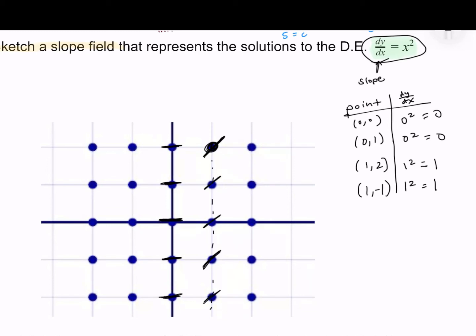And so you would just do this for all the values. We could look at (2, 0): 2 squared equals 4. A line with a slope of 4 is a lot more steep. Remember, it's rise over run, so you would think going up 4 over 1. It'll look something like this. It's just a lot more steep. And if we were to do the math, we would get a slope of 1 there and another slope of 4 right here. So just make sure when you're drawing your little slopes, you are consistent with them.